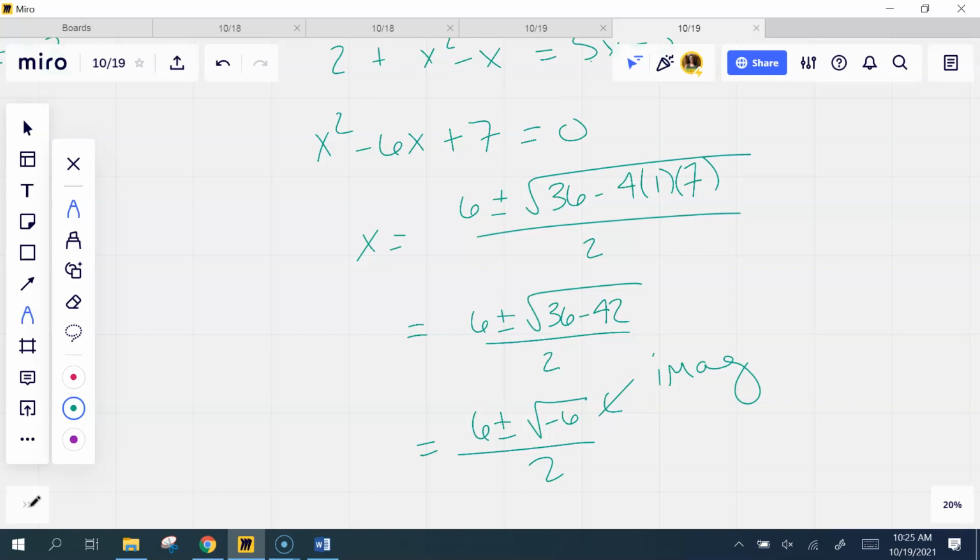$23. What's that tell me? So they're both going to be extraneous. So no real solutions there.